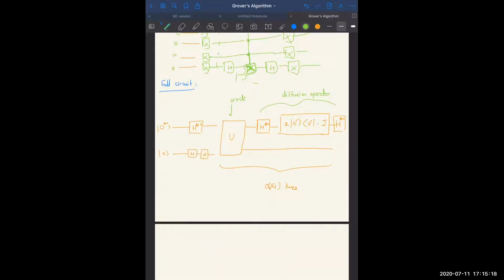So initially, you have to put it in an equal superposition. That's what you've done over here. And then you take an ancilla qubit, that is this one, and put it in this minus state, so that whenever you require a phase flip, you just put an X gate on this specific thing. Okay. And then you have to construct this oracle based on your knowledge of what you're searching for.